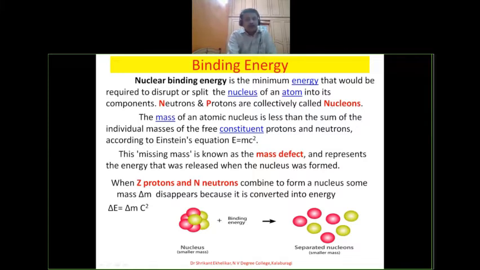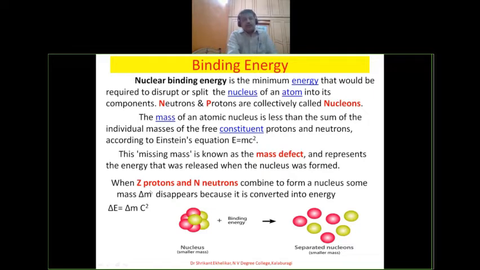So, the mass of an atomic nucleus is less than the sum of individual masses. This is what we have seen in the case of mass defect, and the missing mass is the mass defect, and mass defect represents the energy released when the nucleus was formed. So, to keep the nucleus together, energy is required. To break the nucleus into protons and neutrons, the minimum energy required is the binding energy.